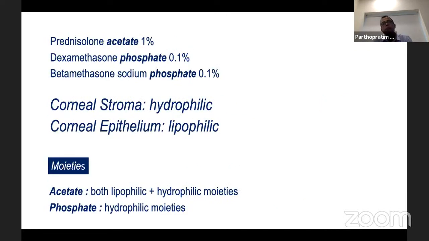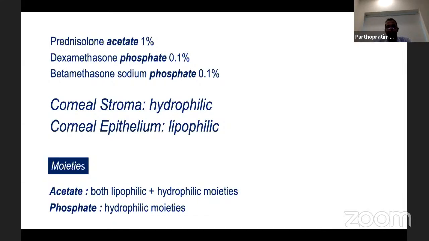Now, coming to the moiety of the steroid, if you look here at the italic and bold composition of this steroid, there are broadly two moieties. One is acetate, another is phosphate. Now, if you remember from our basic science knowledge, corneal stroma is hydrophilic, corneal epithelium is lipophilic. Now, what happens?